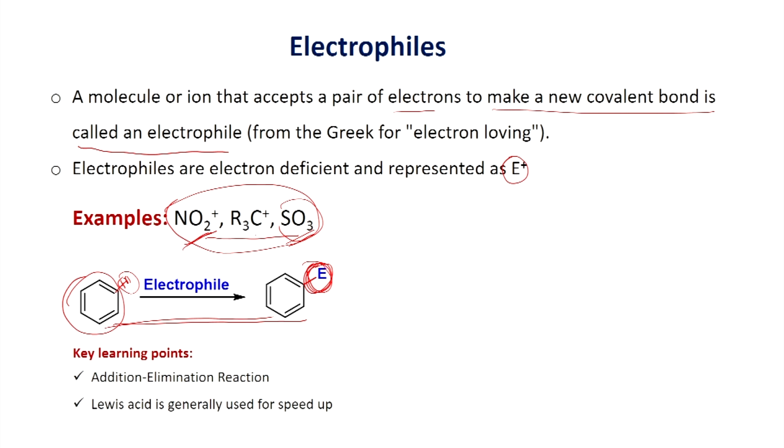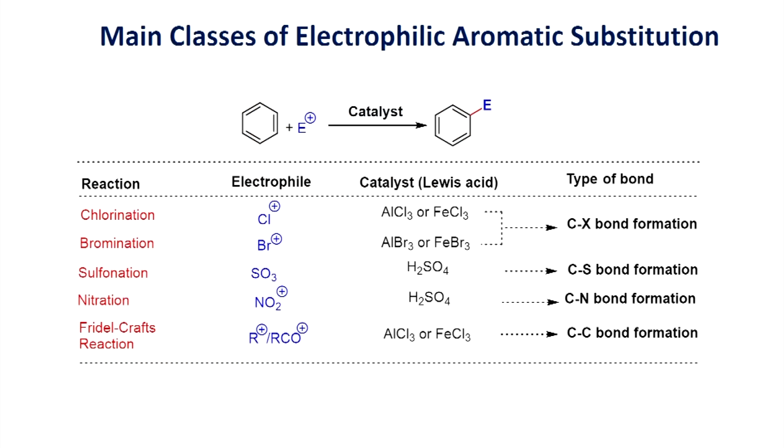This reaction is usually performed in the presence of an acid as catalyst. For example, we often use a Lewis acid to speed up the reaction, because aromatic benzene is a poor nucleophile. To speed up the reaction, we use acid as catalyst. Now, let us look at the main classes of electrophilic aromatic substitution.